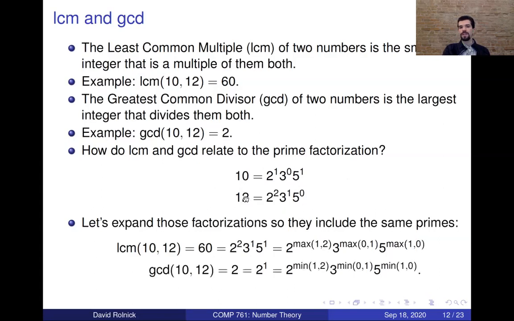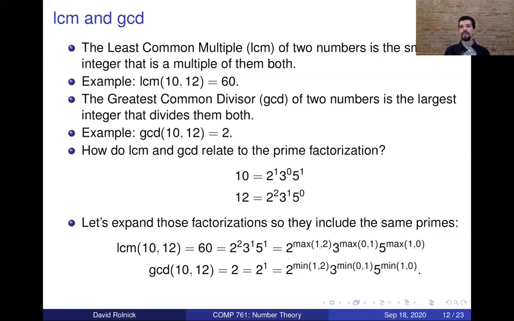Similarly for the GCD, which is 2, or 2 to the 1, it's just these primes to the min of the exponents. So here it's the min of the exponents in 10 and 12. If we're going to divide both of them, we need to have the minimum exponent on 2, so 2 to the 1. And since 3 only divides one of them, we can't have a 3. Since 5 only divides one of them, we can't have a 5. Does this make sense?